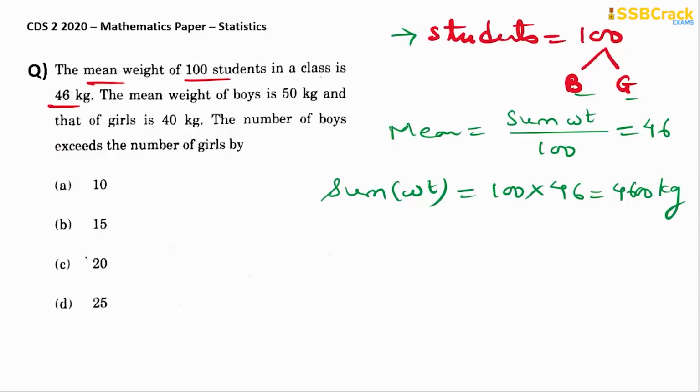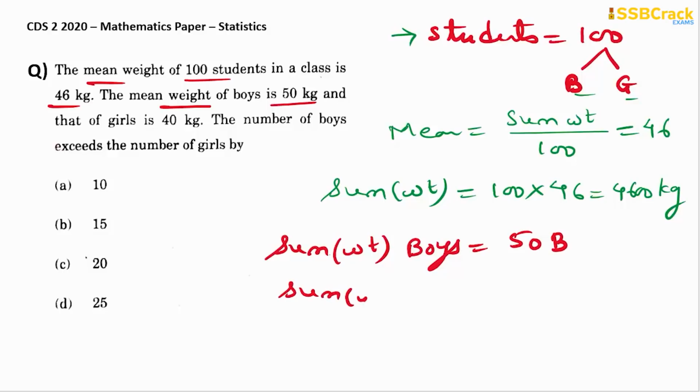So this is the total weight, which includes the weight of boys and the weight of girls. Now what's the next information? The mean weight of boys is 50 kg. So we don't know how many boys there are. So boys, let us say B, and their mean they said 50 kg. So shall I write then the sum of weight for boys? Okay, for boys I am writing. So that will be what then? 50, the mean, multiplied by B boys. So similarly for girls, it will be what, right?